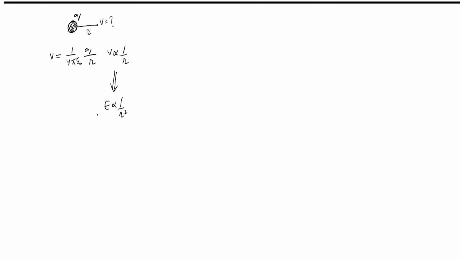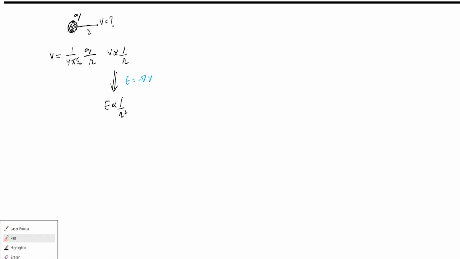Do you know why it is 1 power extra? Because we need to differentiate. Because electric field is given by the gradient of V. So when you differentiate, you'll get 1 power extra.